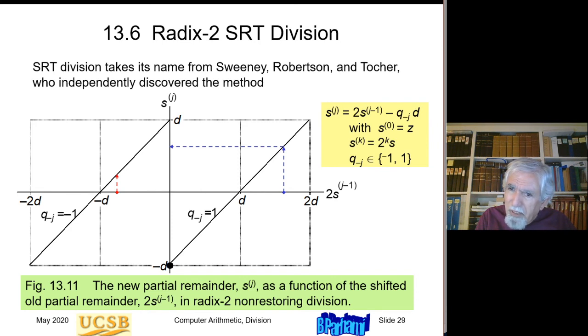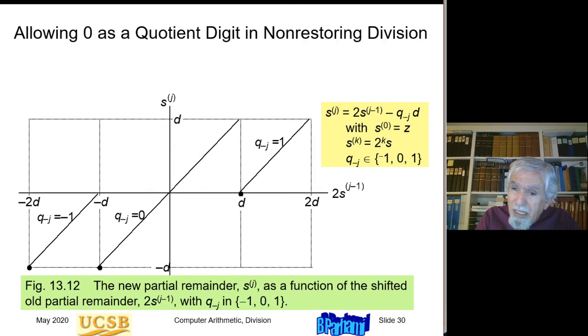And on the negative side, a similar thing happens. I choose the quotient digit negative 1. So this is a representation of non-restoring division in which quotient digits are plus 1 and minus 1. 0 is not allowed as a quotient digit. If I want, I can allow 0 as a quotient digit and draw the diagram like this. I say, okay, 0 is easier because I don't have to subtract anything. So in the range where 0 can be chosen as the quotient digit, I choose 0. Where I can't, I choose 1 when the partial remainder is large, and I choose -1 when the partial remainder is large but negative.